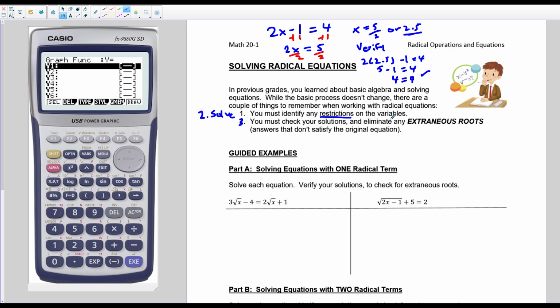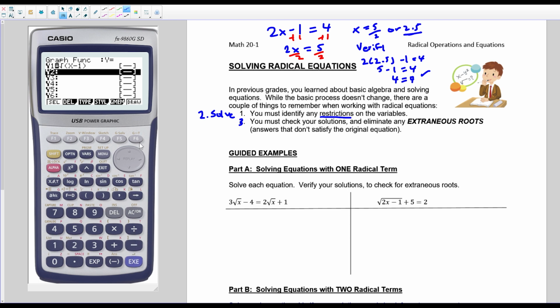Okay, so if you've forgotten what restrictions are, let's take a look at a quick example before we actually figure out how to write our restrictions down. So the reason why we have restrictions when it comes to radicals, let's look at an example such as the square root of x minus 1. So a really straightforward example, and maybe I'll put that in brackets.